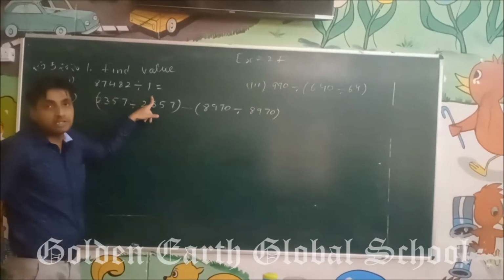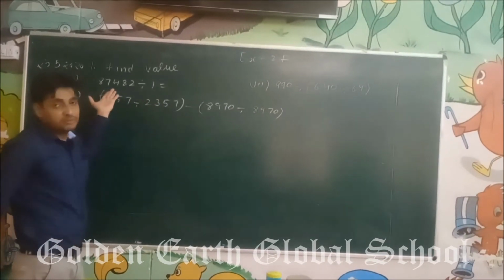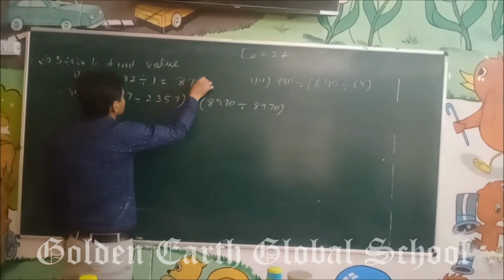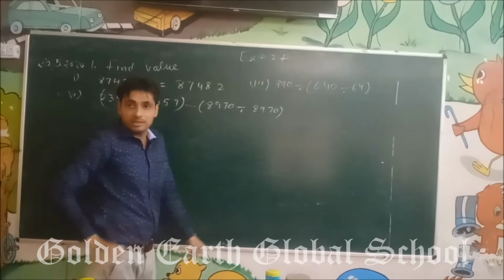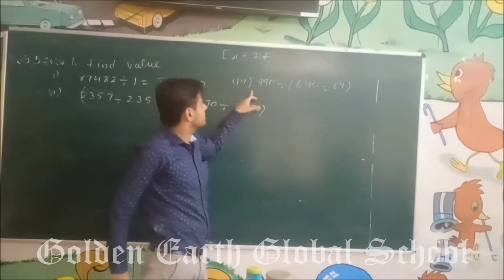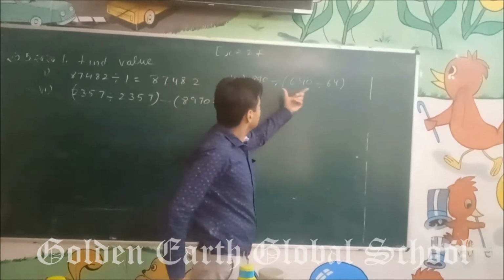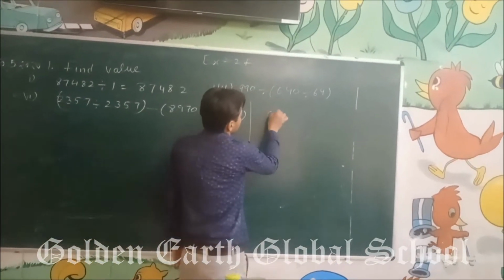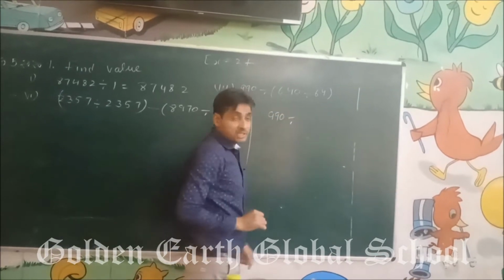874982 divided by 1. You know that if we divide by 1, the answer is the same. Okay, look at the third part. The other parts you will solve yourself. Firstly we solve the bracket. So 990, write it the same.